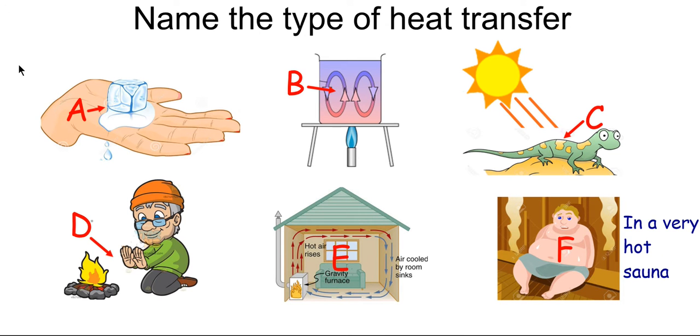Now let's look at some examples. I want to talk about the method of heat transfer occurring right where the arrows are pointing in each situation. Sometimes there's more than one going on. So right where the arrow is pointing is what I want. So here in A, we see an ice cube melting, because what is in contact with a hand? In contact. Heat transfer by contact. That's conduction, correct?